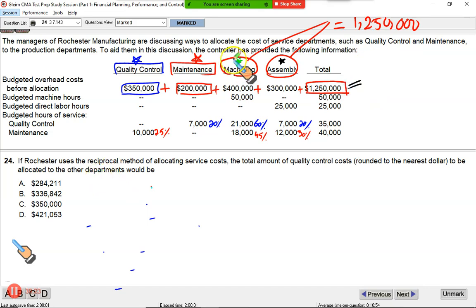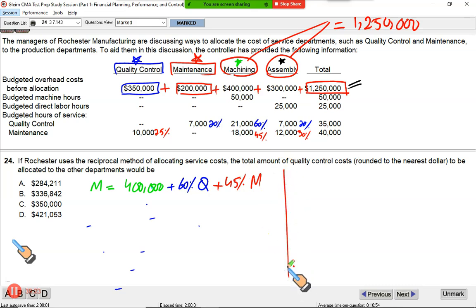So my machining has a cost of $400,000 of its own. It contains 60% cost of quality, right, that makes sense. And it contains 45% cost of maintenance, red.